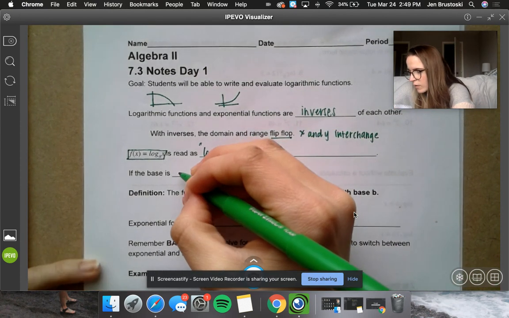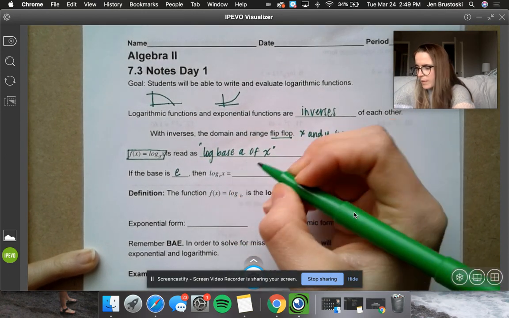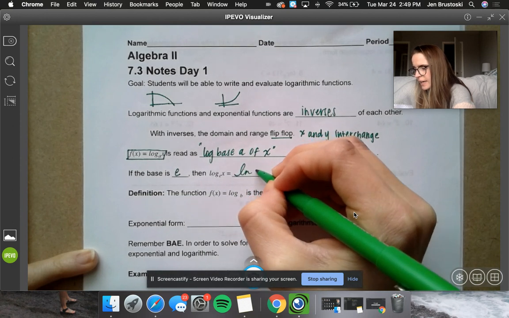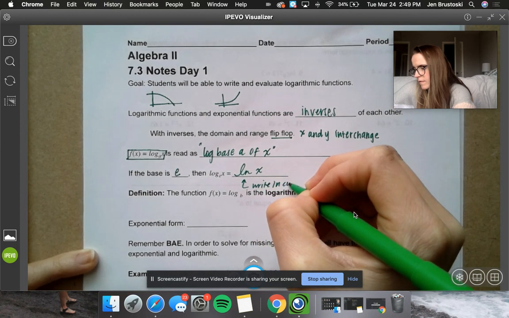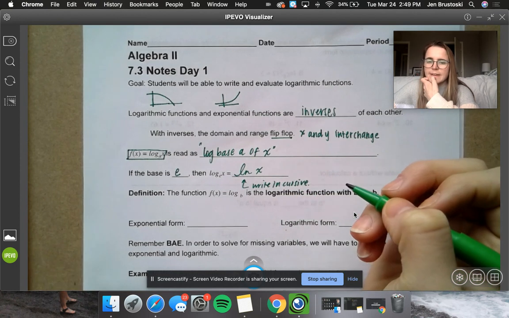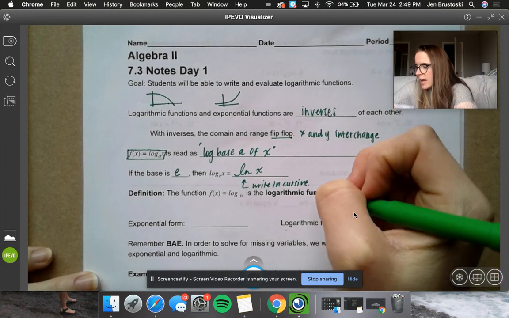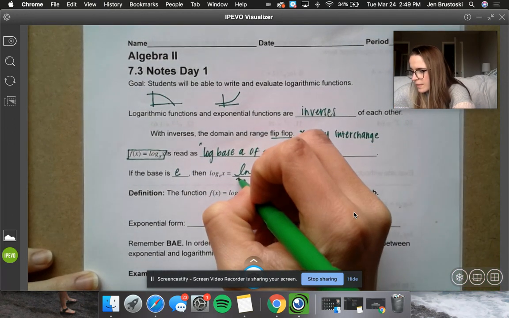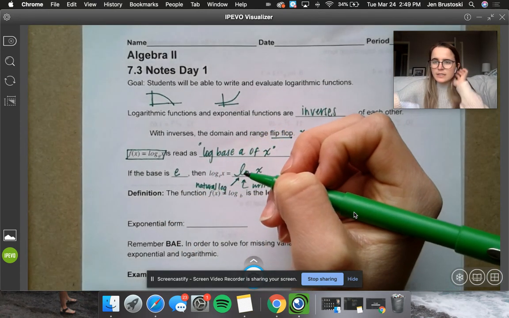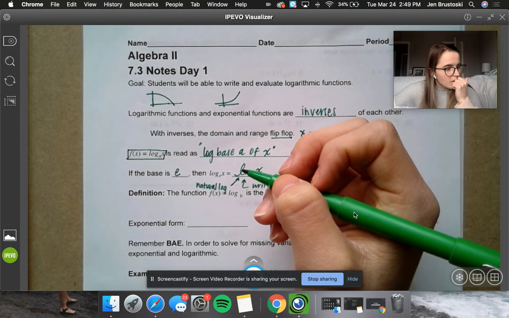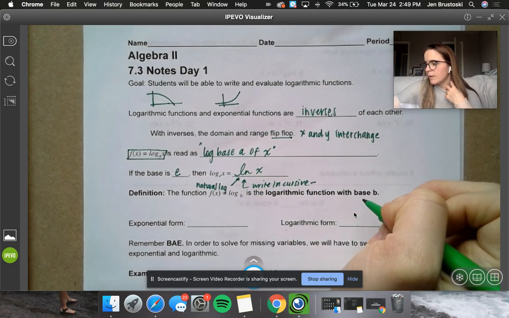Okay, something to note is that if we have base e, then log base e of x, so if our base is e, then this can be written as ln of x. I usually write it in cursive for these because it can look like 1n otherwise, but it really doesn't matter. This is called the natural log, just like we learned in the last notes that e is the natural base. So the function f of x equals log b is a logarithmic function with base e.